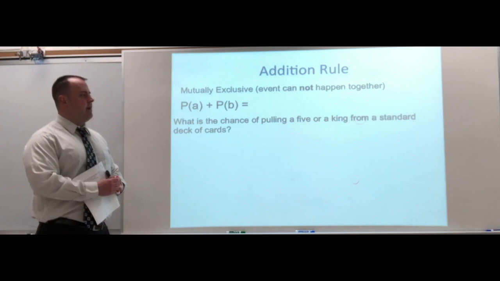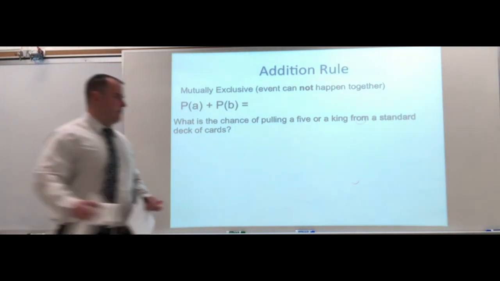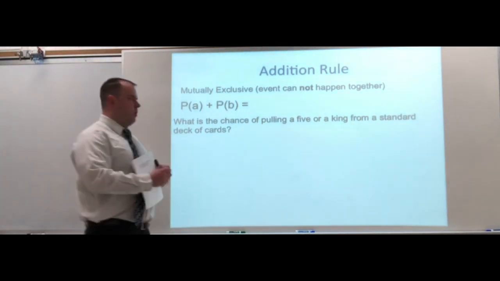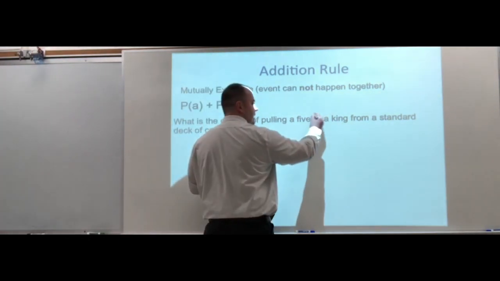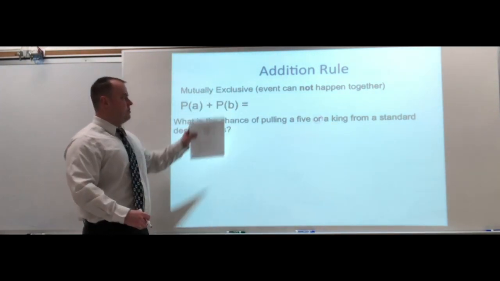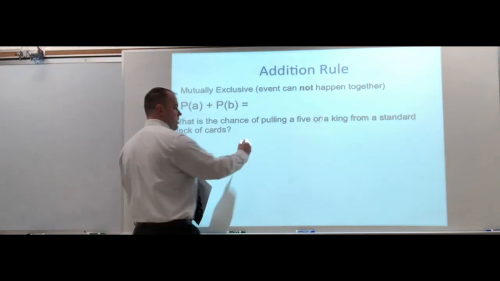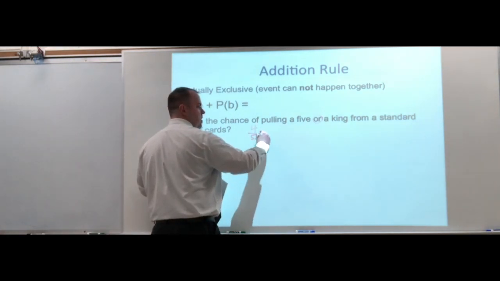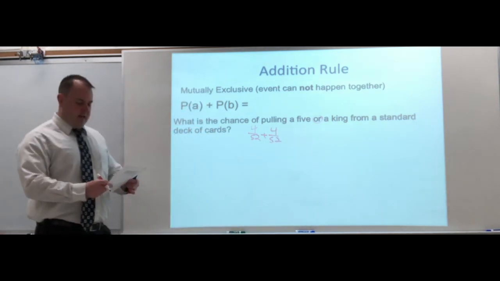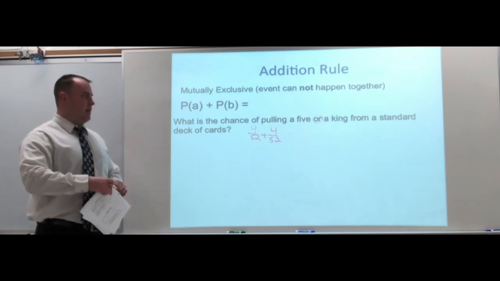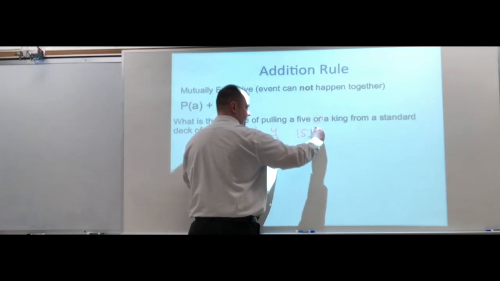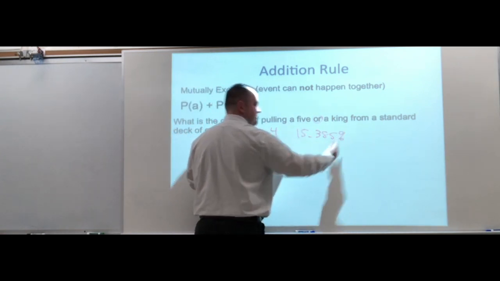What's the chance of pulling a 5 or a king from a standard deck of cards? The key word there again is "or," so we know it's going to be the addition rule, and now we have to think, can that 5 and king happen together? You can't get a card that's a 5 and a king at the same time. So these are mutually exclusive events. 4 out of 52 plus 4 out of 52. There are 4 fives, there are 4 kings, and we're going to have our calculators do this work for us. That's 15.385%.